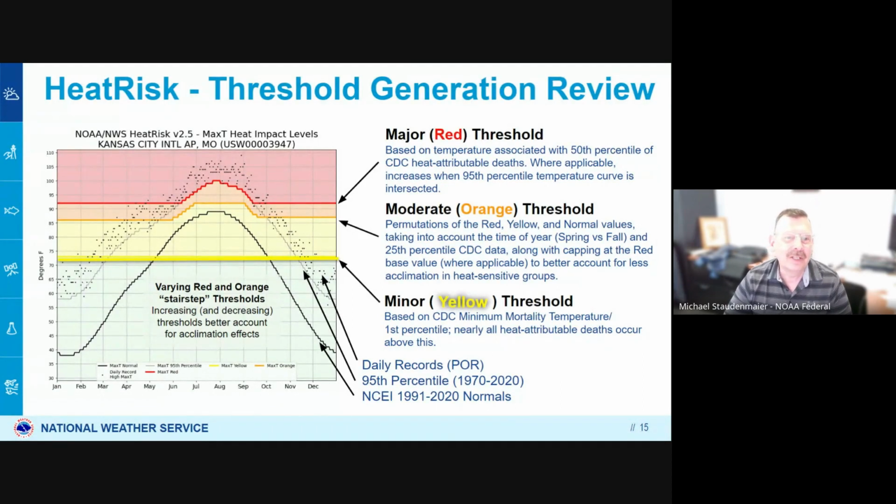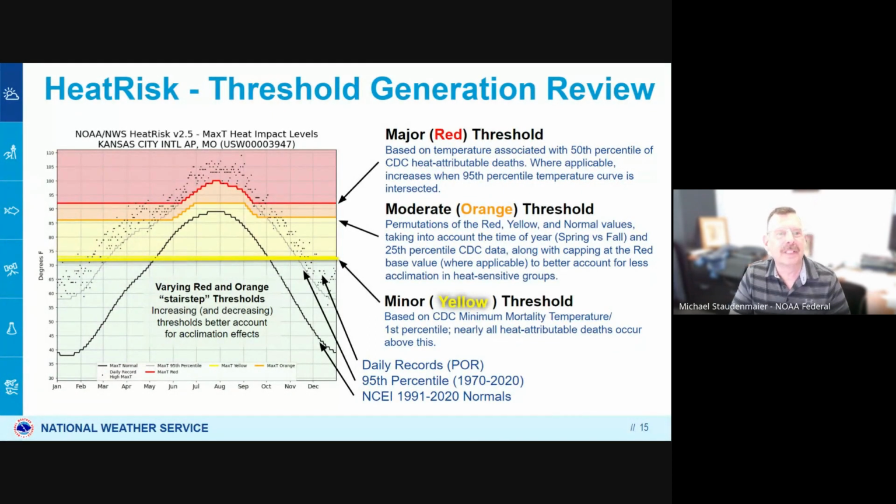We chose this intermediate value to not overwarn, but still provide good values that would make a positive difference to meeting our National Weather Service mission of protection of lives, property, and enhancing the economy. When this threshold encounters the 95th percentile curve, the daily red thresholds will then follow that curve, which is our way of acknowledging acclimation among heat-tolerant populations.